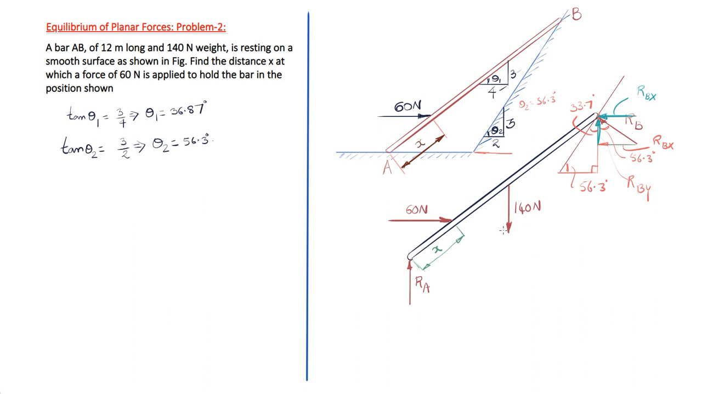Now if we observe the free body diagram, 60 Newton is horizontal, RBX is horizontal. Similarly, RA is vertical, 140 Newton is vertical, RBY is vertical. Later we are going to take moments about point A, so that the moment of RA about this point A will become 0. That's why we need not calculate RA.